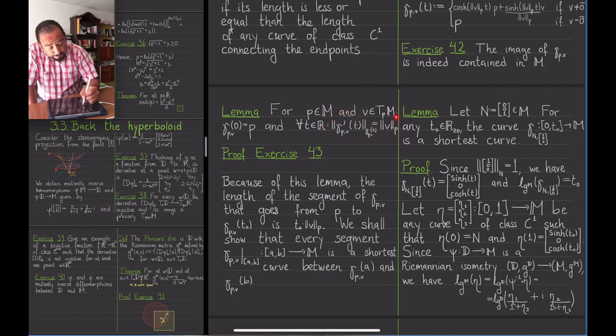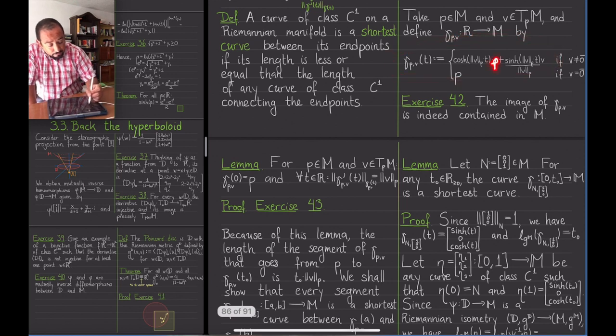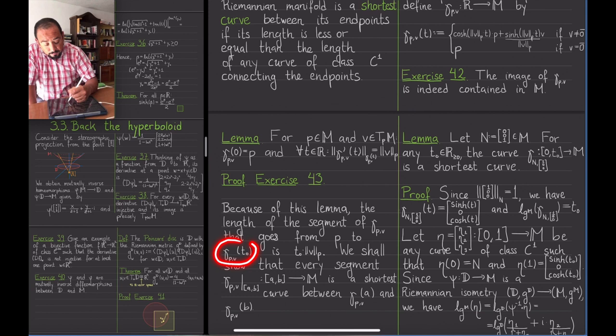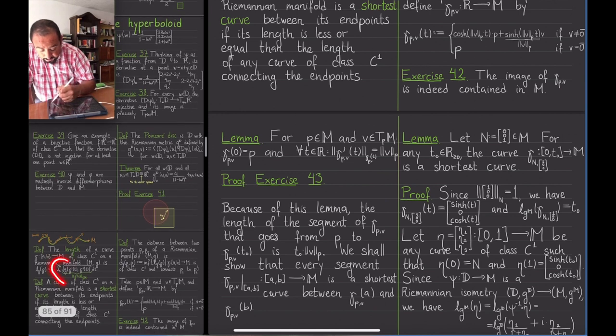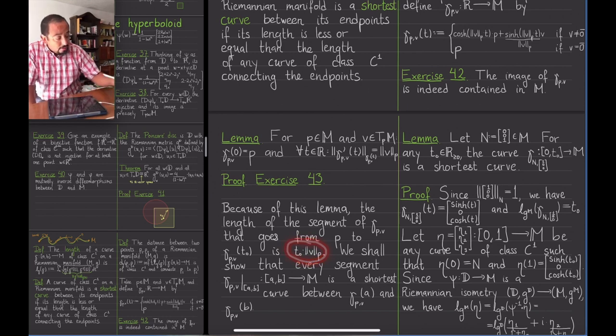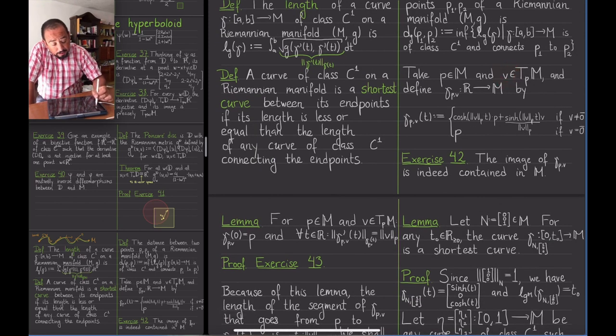So, since the tangent vector has constant rapidity equal to this number, when we take the part of this curve that goes from p, so from t equals zero, to any given value of t, say t naught, you go from p to this one. The length is the integral, and this one is the constant number, right? So the length is of course t naught times this constant.